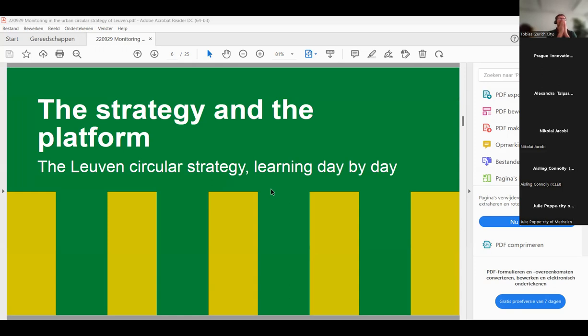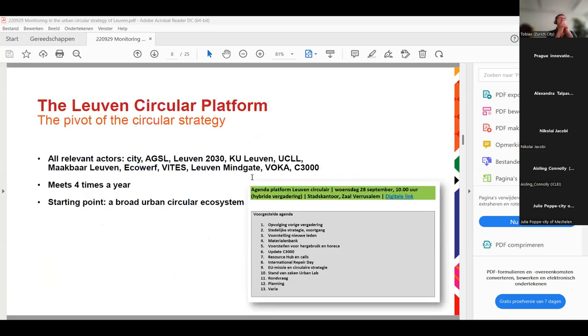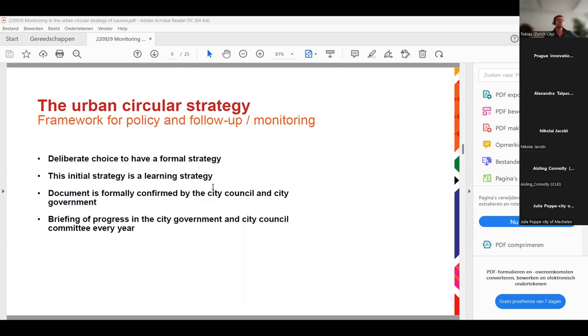Well, we made a decision to have a circular policy. That meant, among other formal things, we had a formal circular strategy. That was one decision. The second was that we had a specific circular platform. Luc, who you saw some minutes ago, is one of the members of our platform. We bring together all the relevant stakeholders, actors at the city level that are connected with the idea of trying to enhance the circular policy at the urban level. For instance, all the city departments, the university, the industry organization, they work together. We meet four times a year. And this turns out to be a flexible but very useful platform to speed things up.